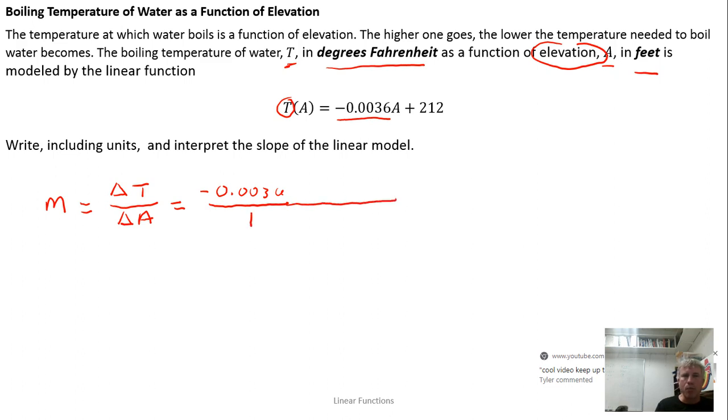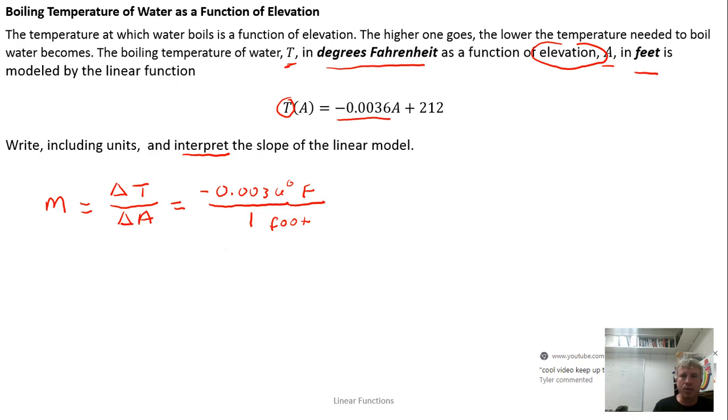And then I write down what the two numbers represent. The numerator is delta temperature. So this is being measured in degrees Fahrenheit. And the denominator is delta altitude or elevation. So this 1 represents 1 foot. So now I've written the slope including units. Now I'm ready to interpret that slope.